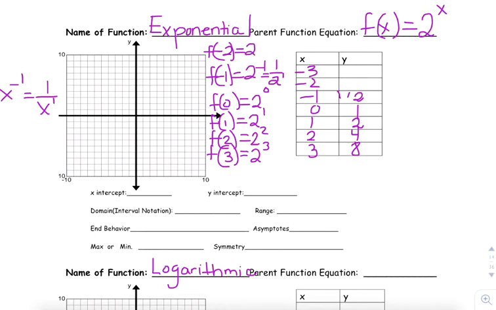And then if we do f of negative 2, that's 2 to the negative 2, meaning 1 over 2 to a positive second power. So 1/4, and continue as such with 1/8. Let's graph.